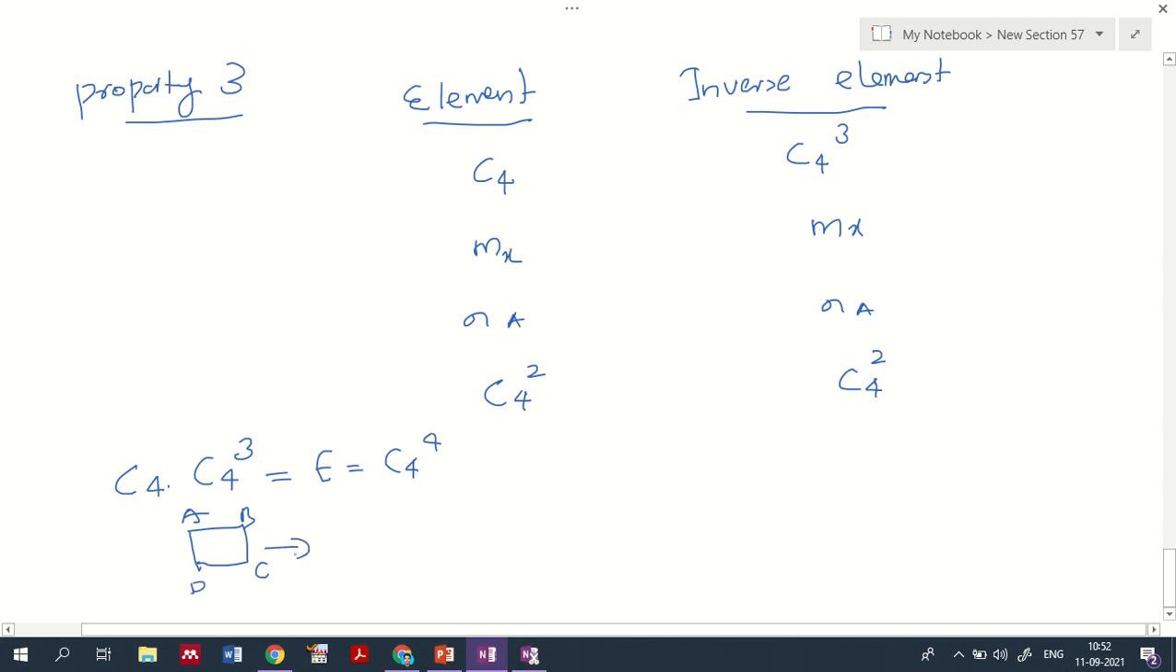സ്ക്വയറിനെ ഫസ്റ്റ് നമ്മൾ എന്ത് ചെയ്തു? അണ്ടർ C4^3 വരുമ്പോൾ you have to rotate by 270 degrees. Okay, then you have to apply C4, then you have to again rotate by 90 degrees. Okay, that means what you are going to get? അതാണ് നമ്മുടെ ചോദ്യം എന്ന് പറയുന്നത്. അപ്പോൾ എന്തായിരിക്കും ഇവിടെ നമുക്ക് എന്താ കിട്ടുക? നിങ്ങൾക്ക് ഐഡന്റിറ്റി എലമെന്റ് കിട്ടുമോ?